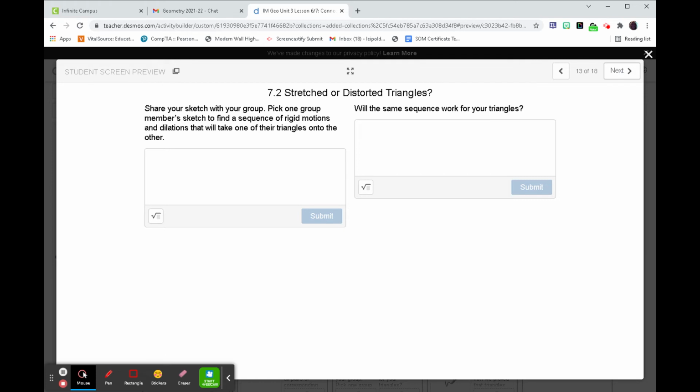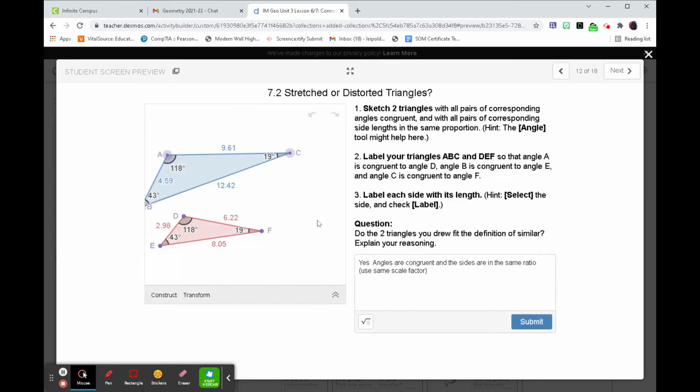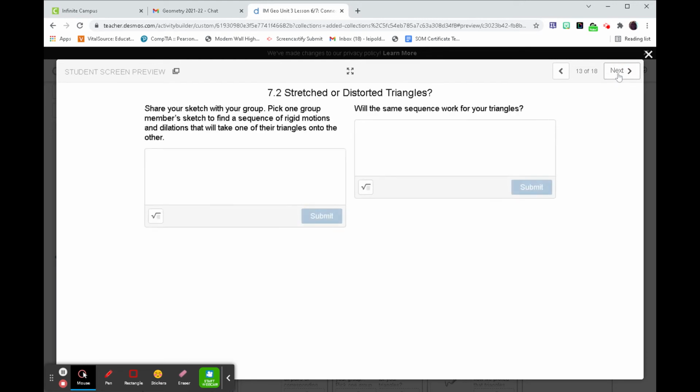So you want to share that with your group, the same groups that you were in before. Just share them and try to come up with a sequence of rigid motions and dilations that will take that triangle onto the other. So if you had one like this, what would you do to take this triangle, the red one, onto the blue one, or the blue one onto the red one? Either way, but work together as a group and come up with a set of motions that will take one triangle to the other.